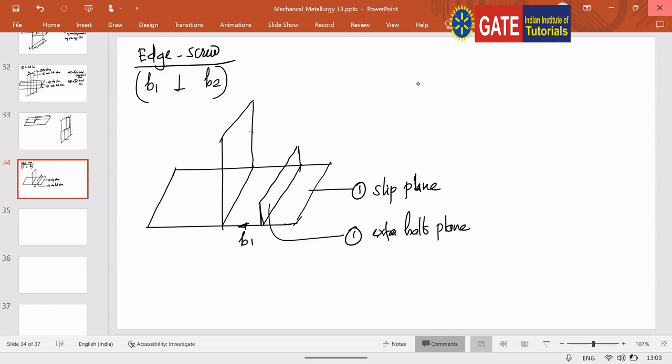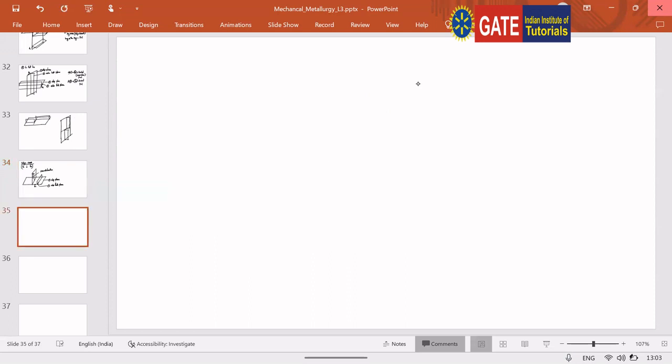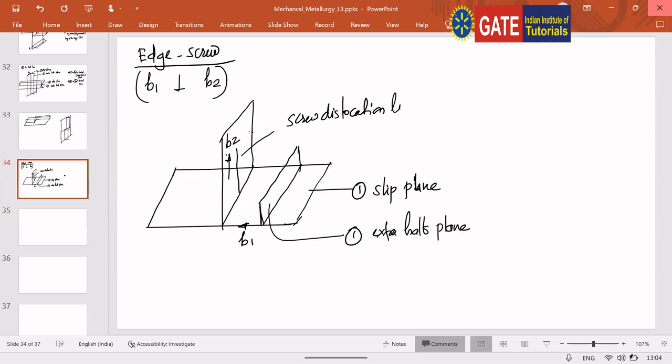Okay, like this. And imagine we have the extra half plane here. Or rather than extra half plane, we can say it's a screw dislocation line with a Burgers vector B2. So this is a screw dislocation line. Okay, this is a dislocation line. I hope you are following.